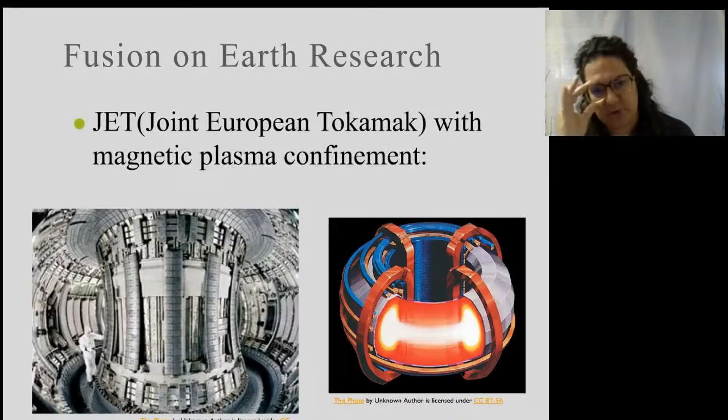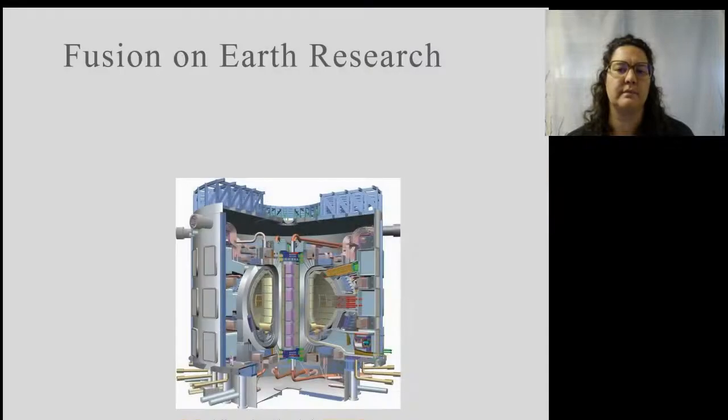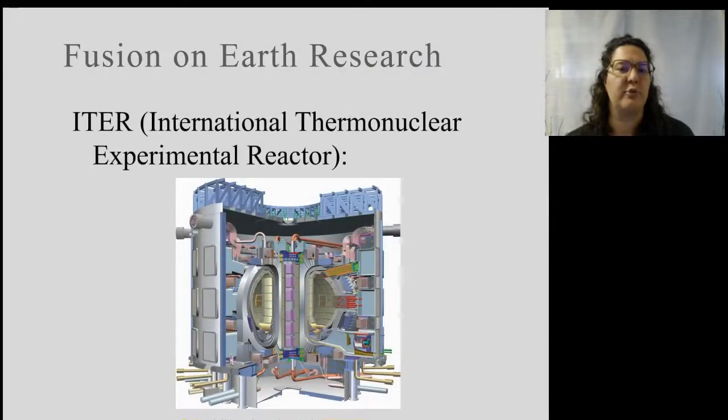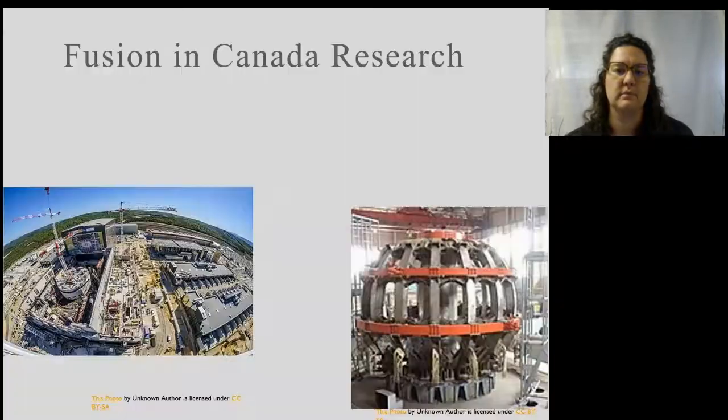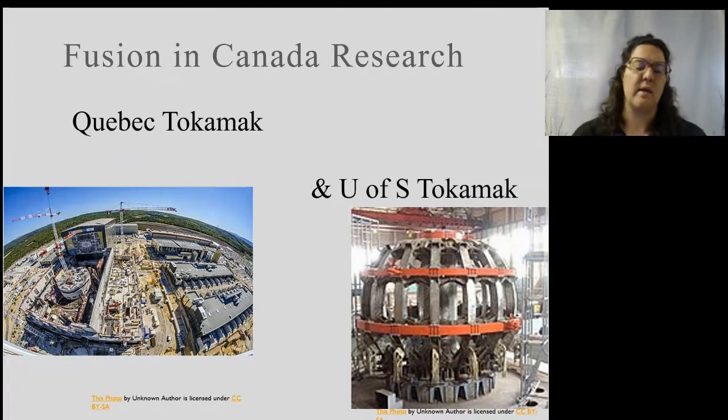So these are images of the Joint European tokamak with a magnetic plasma confinement. So again, we're going to try and control that heat. This is the International Thermonuclear Experimental Reactor. And in Canada, we have a tokamak in Quebec, as well as the University of Saskatchewan. And these are all places that we're studying fusion reactions to have a sustainable and non-nuclear waste producing form of energy.